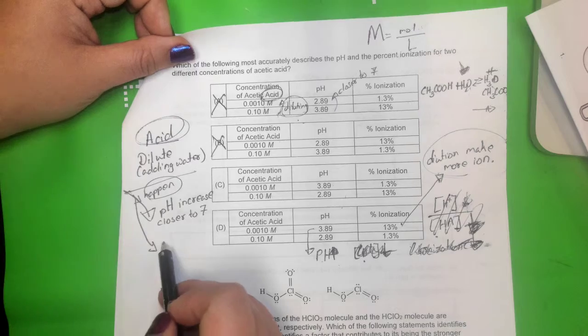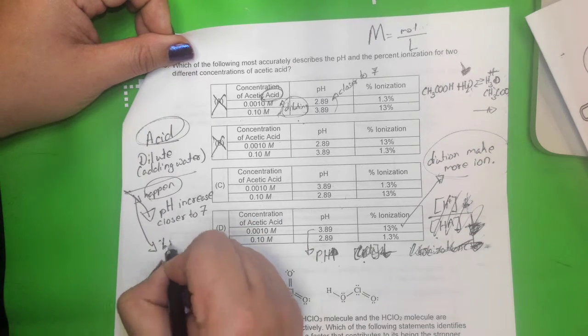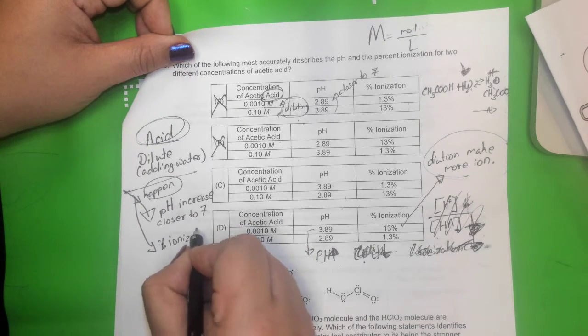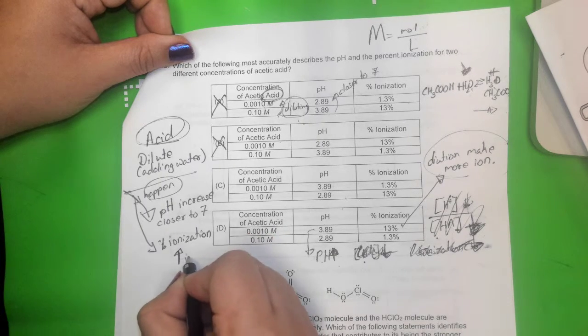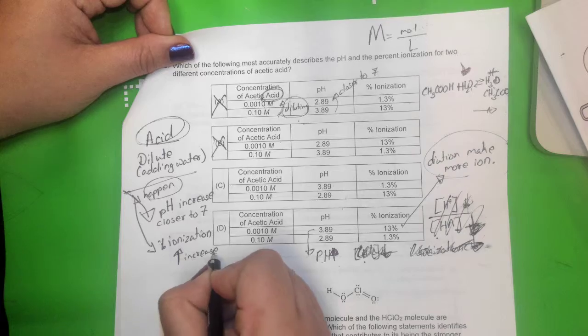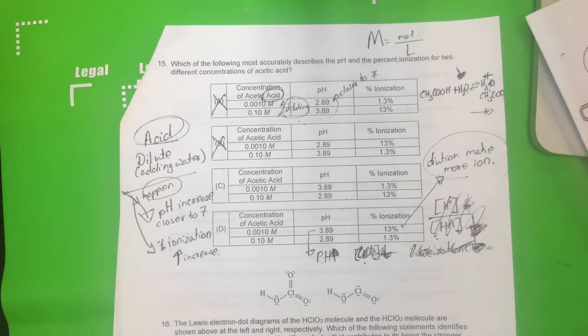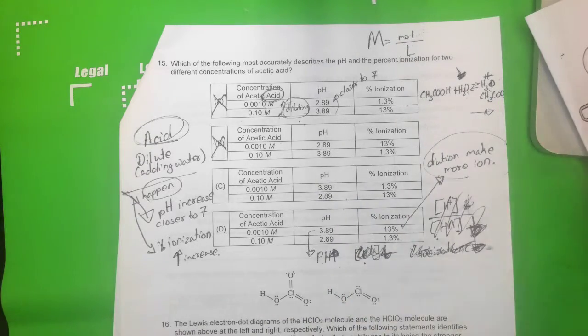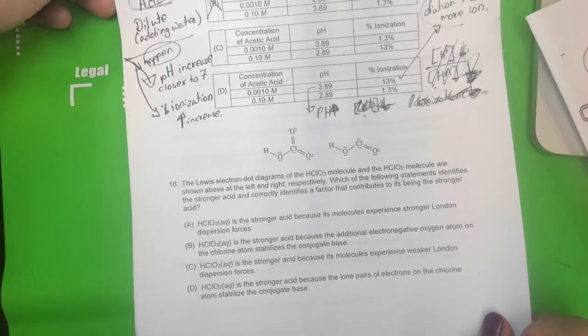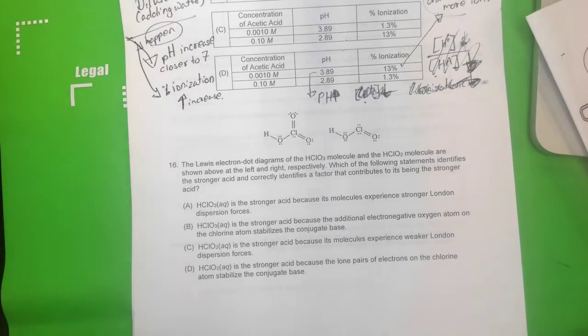And because you're diluting, your percent ionization will go up, increase. Okay? That's all you need to know. All right. Sorry, I just made it long, but I want you guys to know it rather than memorizing it. Let's look at 16, the last multiple choice question.